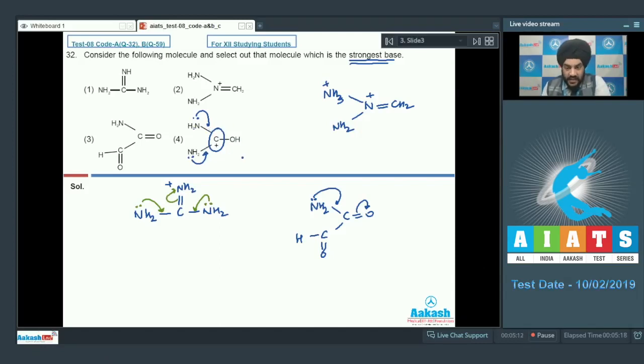So if you look at the structures which are given to us, we can see that the conjugate acid of the first structure is very stable because of resonance stabilization, and hence the base will be the most basic among all these given structures. So we have to mark option 1 as the correct answer to question number 32. Let us look at the next question.